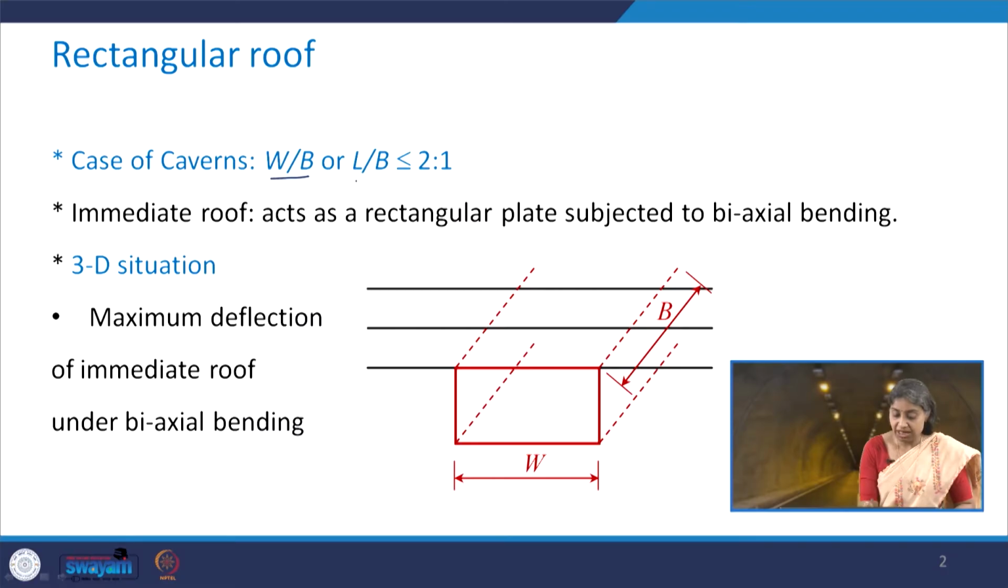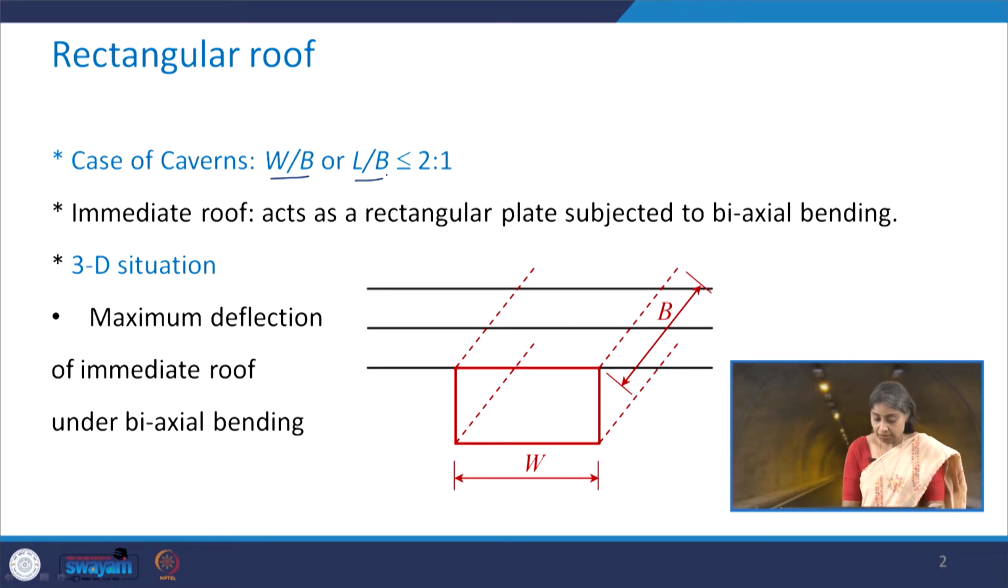I mentioned to you that based upon the aspect ratio of the opening, either you have to use the theory of beams or the theory of plates. So, today we are going to discuss those cases where there is going to be biaxial bending in the roof portion, and therefore one has to use the theory of plates for the analysis of openings in laminated rocks. Let us take a look at the cases of caverns where W by B, or L by B, is less than or equal to 2:1.